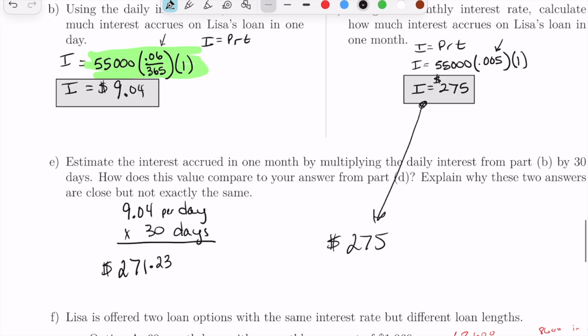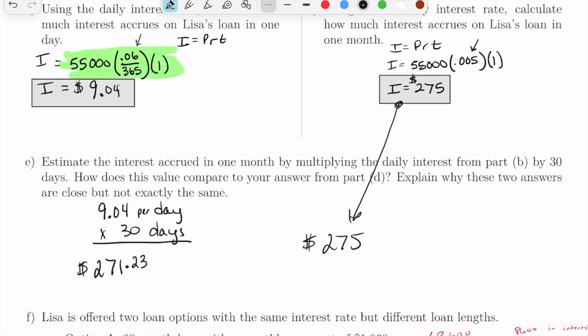How do these compare? Well, the one in Part D is a little bit more. We're off by a couple dollars. The reason why these are off is this 275, that's like an average monthly payment. But we know that not all months have 30 days. So if you were to do this times 31 days, you would actually end up closer to $280, which would be above 275. So some months have 30 days, some months have 31 days. And then, of course, there's February that's a little bit weird.